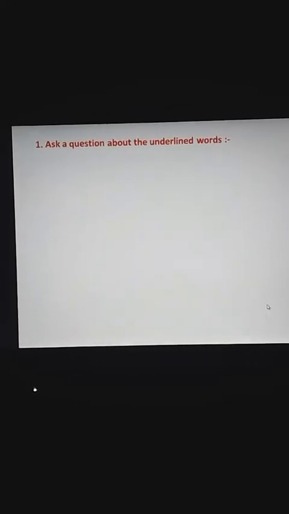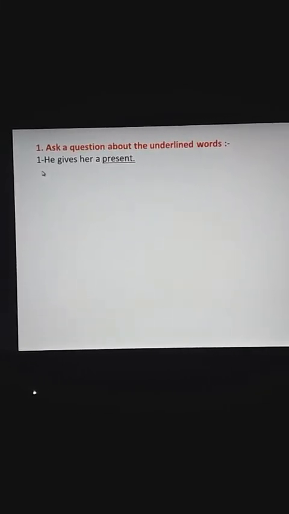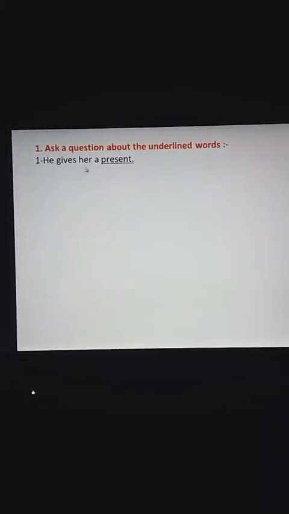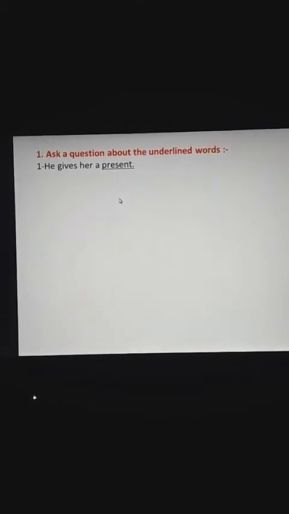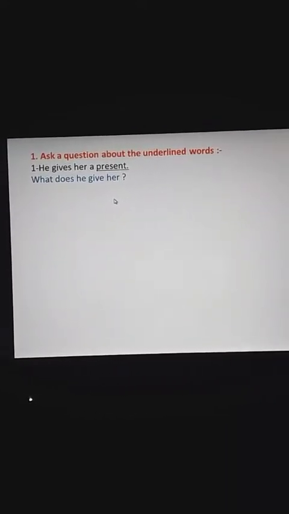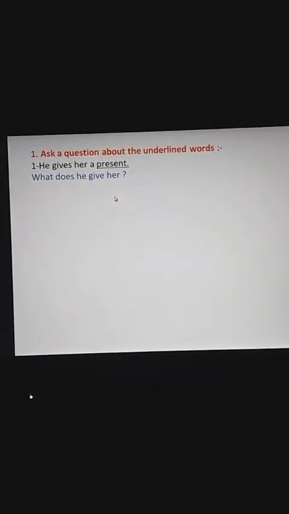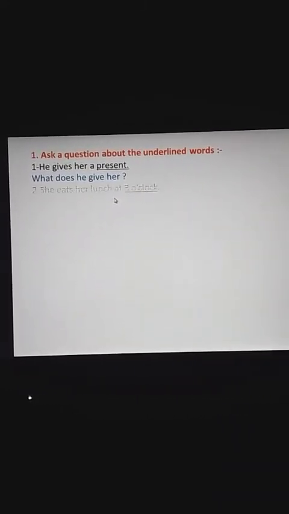Let's answer another exercise. Ask a question about the underlined words. Number 1, he gives her a present. A present here, thing. So I'm going to ask thing. Which WH word? What? Yes, very good. What does he give her? He gives her a present.